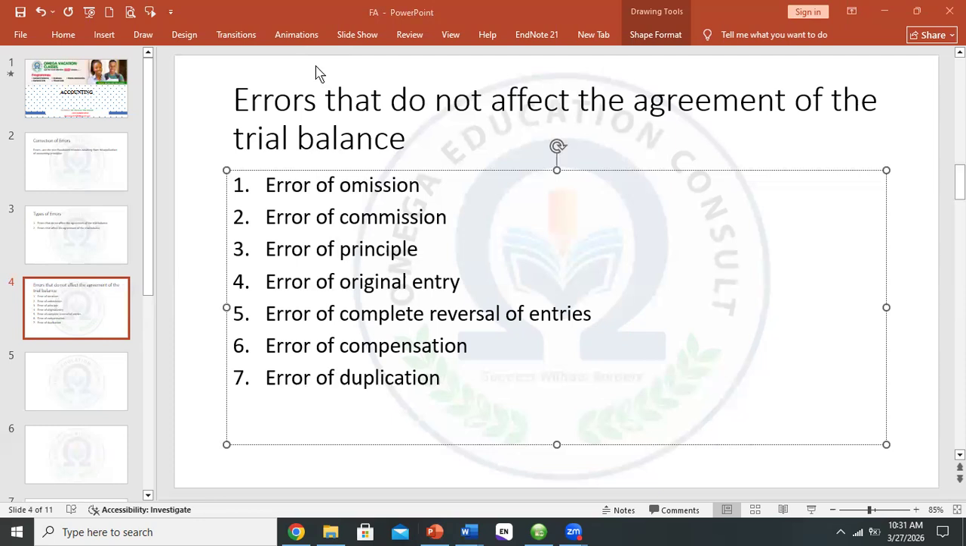Sir, please, the omission. The error of omission is when a whole transaction is entirely missed out or not recorded at all. So that one won't have any corresponding debit or credit, so it won't affect the trial balance totals. Okay, so our colleague Austin has given us his view about the error of omission. Thank you, Prof. And of course, the point you made is very valid.